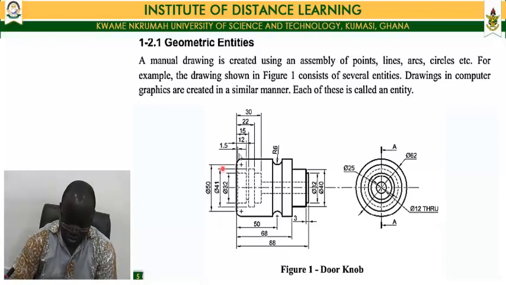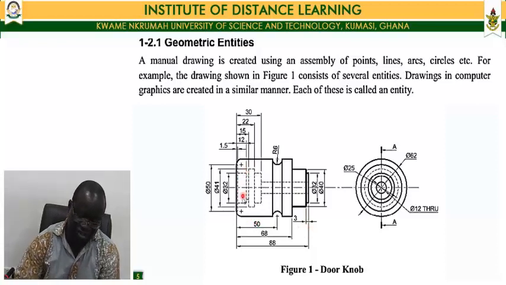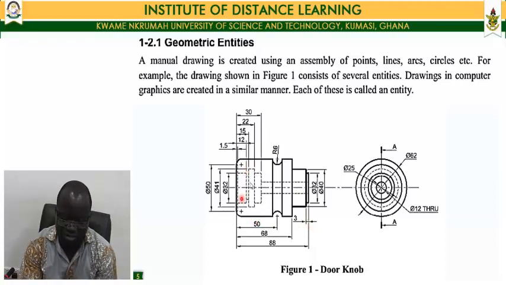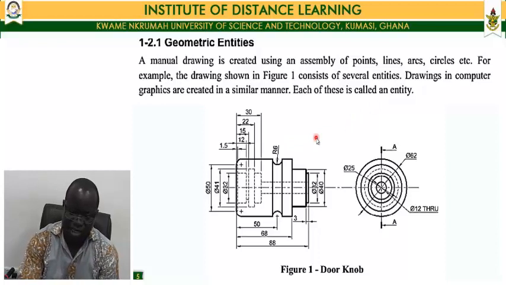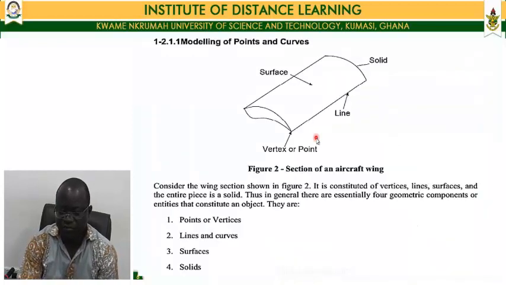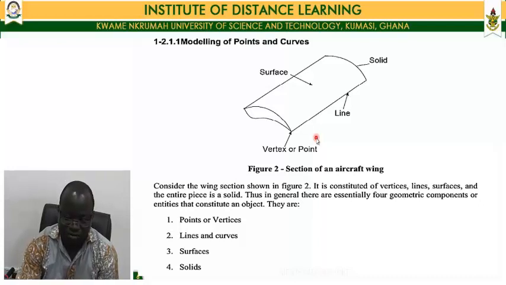So that is one example. Let's take another example before we state our observations. If you look at the second figure here, it is a section of a wing of an aircraft. Now this aircraft wing has a surface.